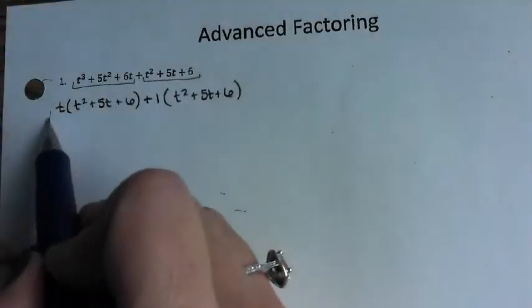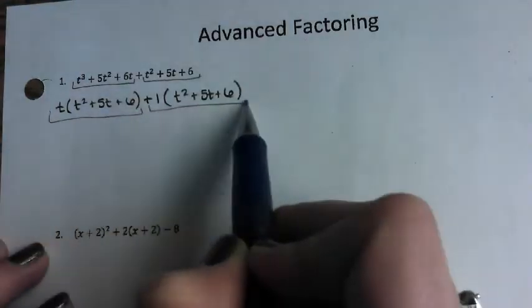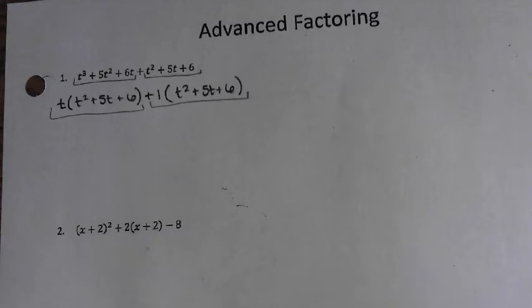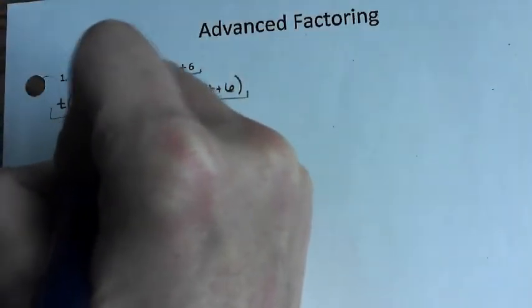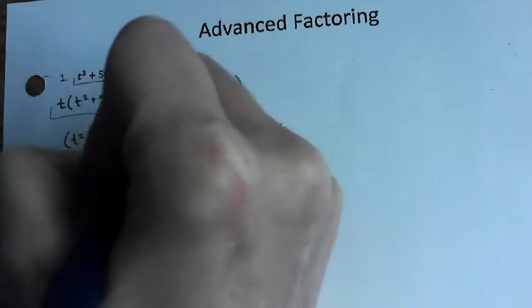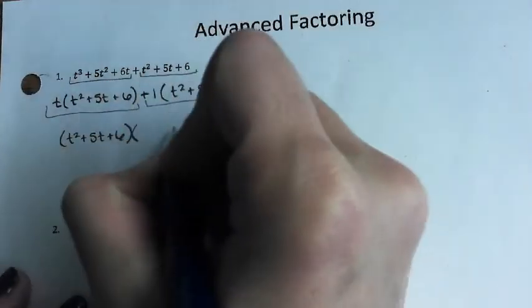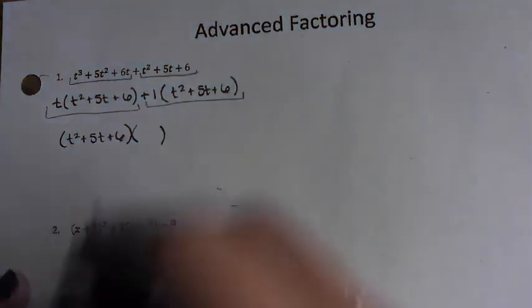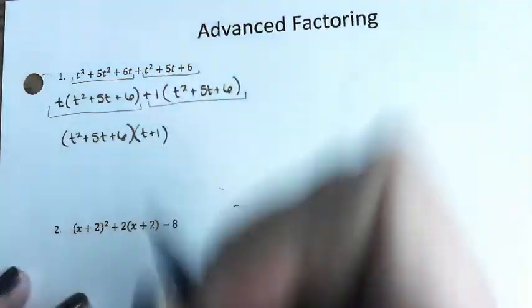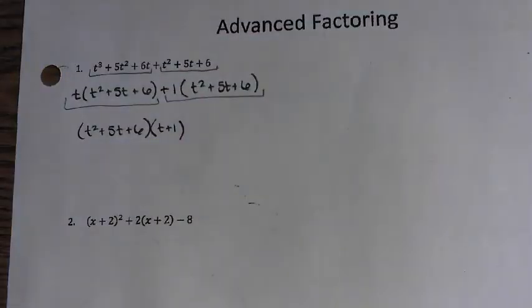So now when I look at this and this, what do they have in common that I can take out in front? They have that trinomial in common. So that trinomial gets brought out in front, and Sierra with an S, what's left over? T plus 1. So in this case, I think on yesterday's notes, it was 2 by 2 by 2 we did. And that's what worked for that one. This one, a 3 by 3 does work. Am I done?